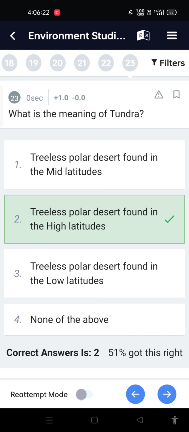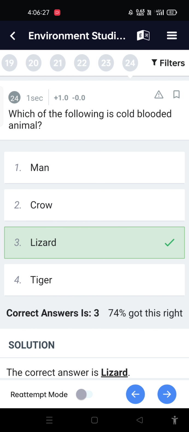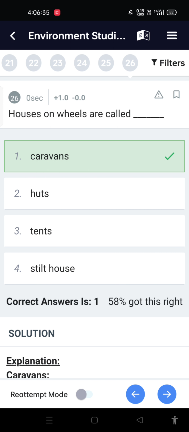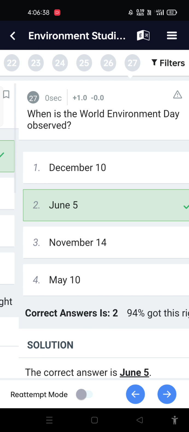What is the meaning of tundra? Treeless polar desert found in the high latitudes. Which of the following is a cold-blooded animal? So it's lizard. The Indus Valley civilization belonged to the Bronze Age. Houses on wheels are called caravans.